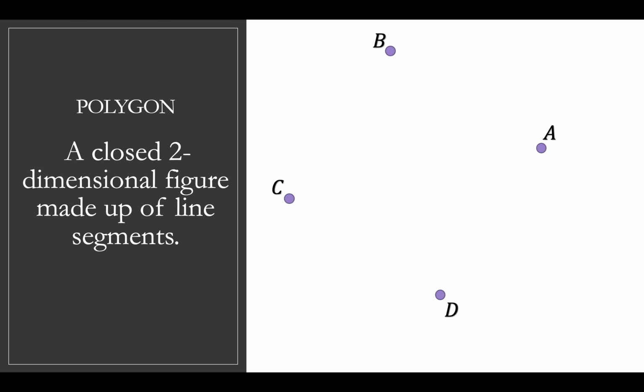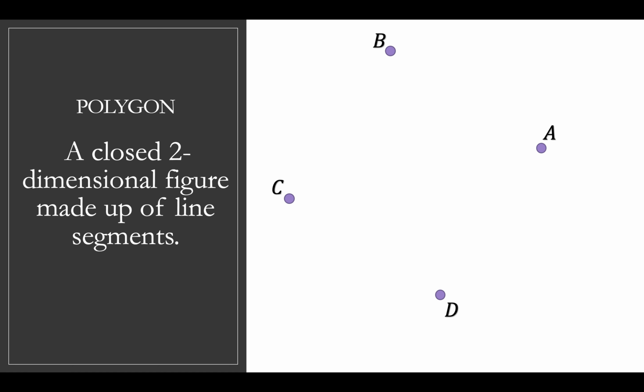So first, and these are going to be some terms you've probably heard. First, we're just going to talk about a polygon, something that you guys have already heard of. A polygon is a closed two-dimensional figure that's made up of line segments. So basically it's got to have straight edges.